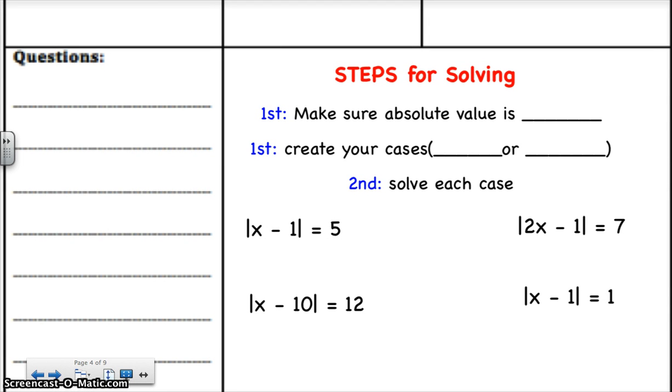The first thing you're going to want to do is make sure the absolute value sign is alone. That's always the first thing. Absolute value is a grouping symbol. You want it by itself before you create your cases. And then you're going to create your cases. Your cases are either going to be positive or negative.